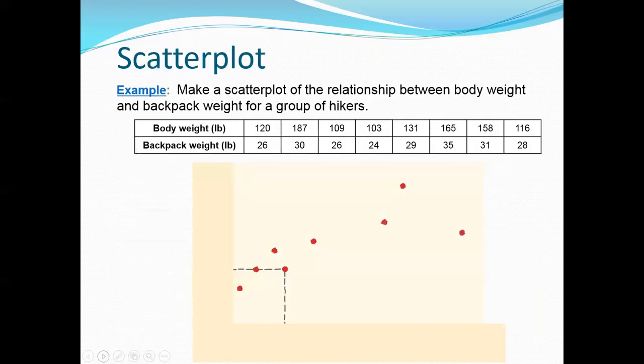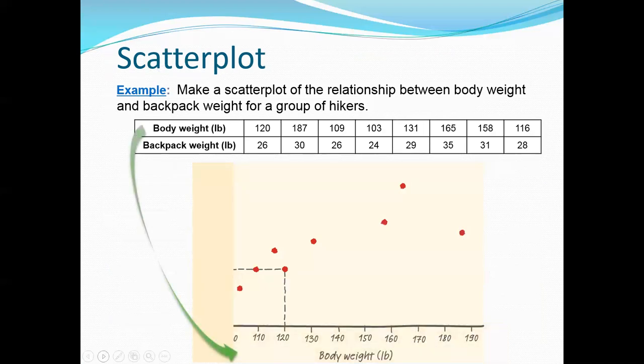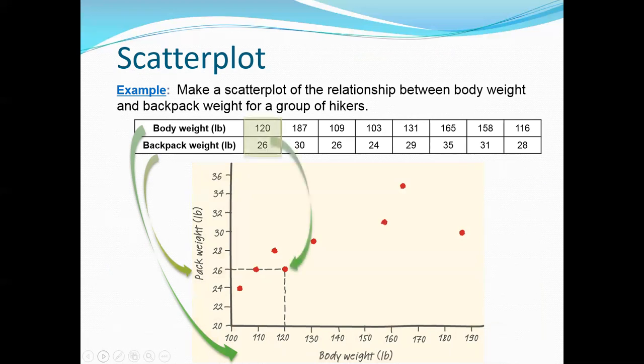So here, make a scatter plot of the relationship between body weight and backpack weight for a group of hikers. We have body weight on the x-axis, we have backpack weight on the y-axis, and you can see the dot at 120, 26 is the first individual in this chart.